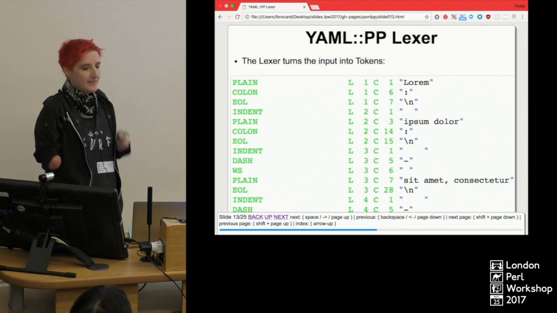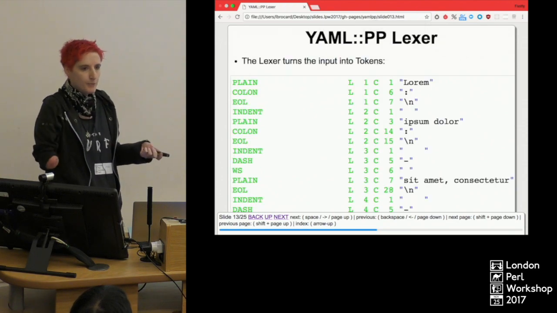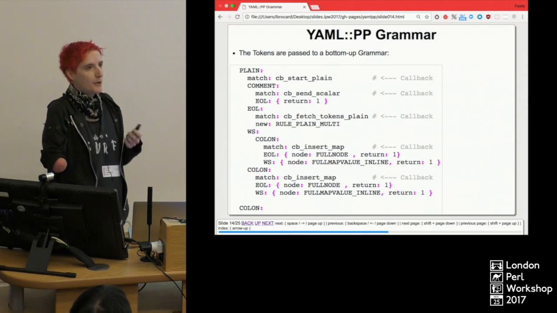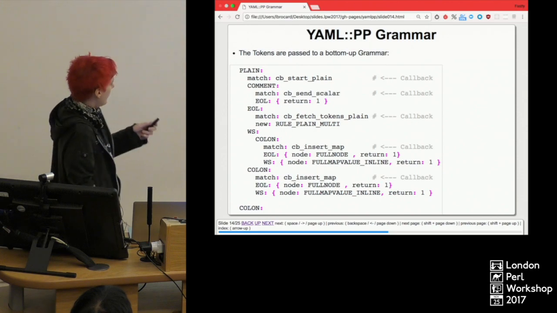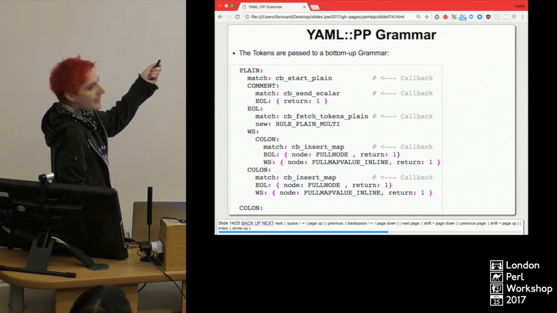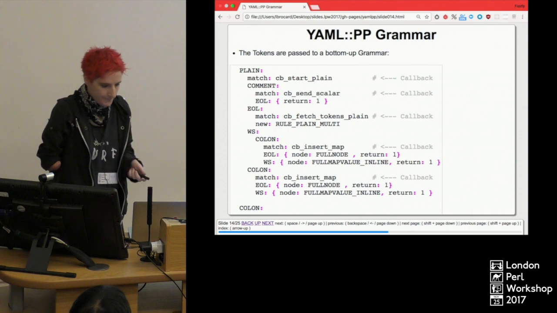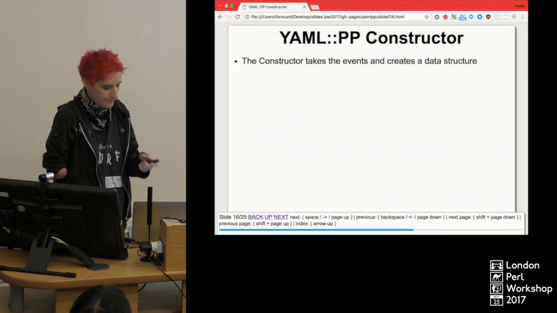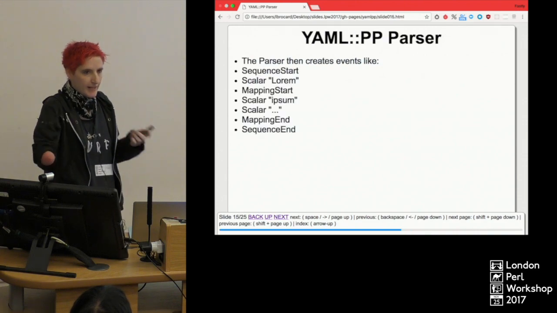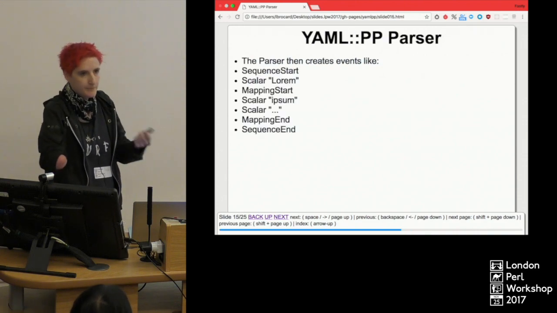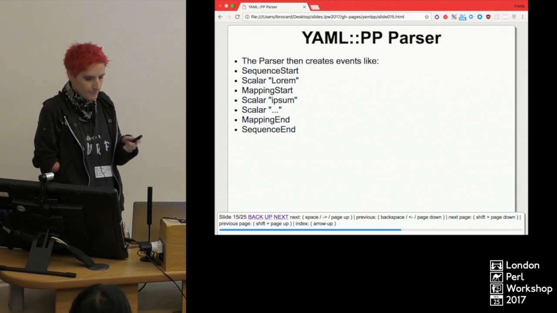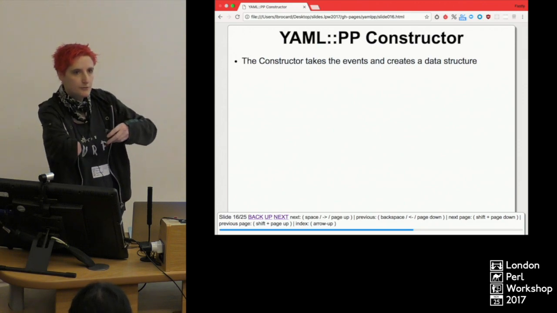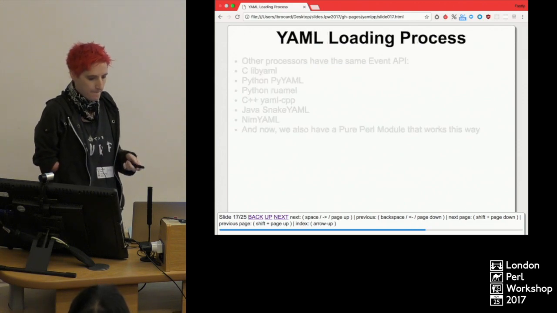How does it work? It has a lexer. It turns the input into tokens. And then the tokens are passed to the grammar. It's a bottom-up grammar, and it has some callbacks. These callbacks call the parser. And the parser then creates events like sequence start, scalar event, mapping start, scalar, mapping end, sequence end. And then there's a constructor that creates a data structure out of it.